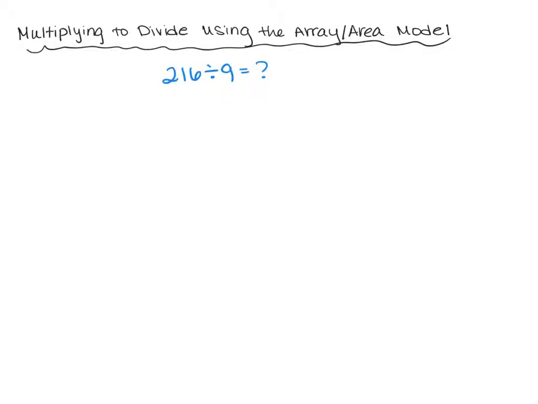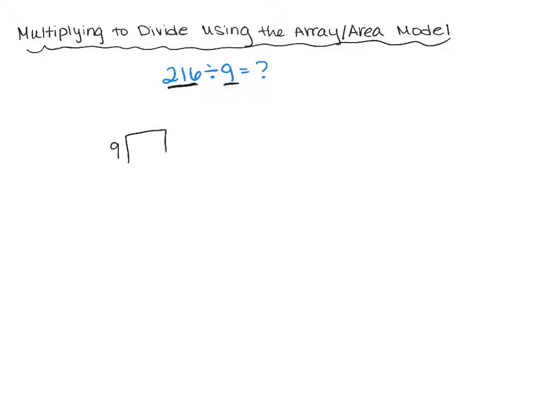Today we're going to be multiplying to divide 3-digit by 1-digit numbers using the array or area model. We're going to begin with 216 divided by 9 to determine what our quotient is. So we're going to use familiar groups of the divisor, which is 9, in order to build up to our dividend, 216. So we know 9 is our divisor, and we're going to use familiar groups of 9 until we can build up to a full area of 216.